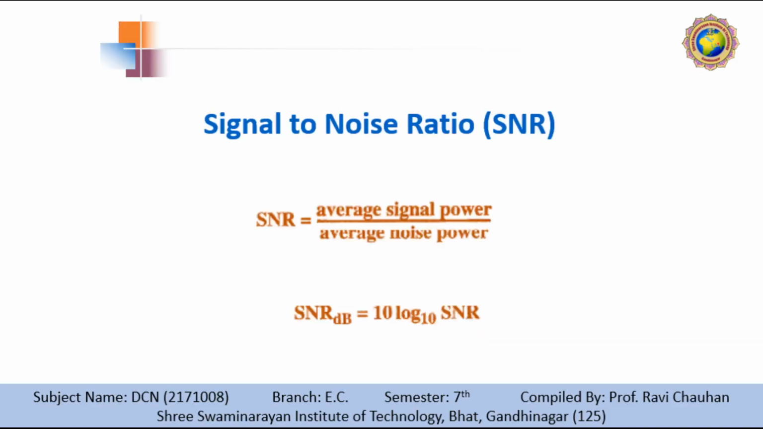One of the important terms: signal to noise ratio, SNR. As we will see later, to find the theoretical bitrate limit, we need to know the ratio of the signal power to the noise power. The signal to noise ratio is defined as the ratio between the average signal power and the average noise power. We need to consider the average signal power and the average noise power because these may change with time.